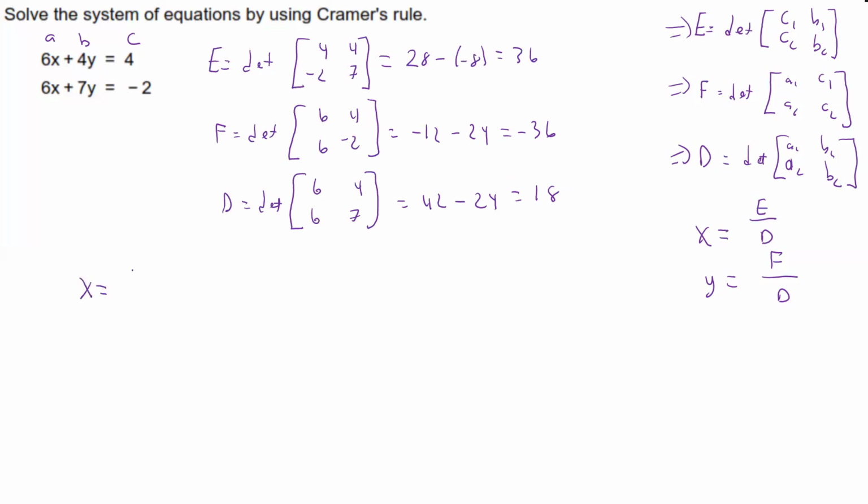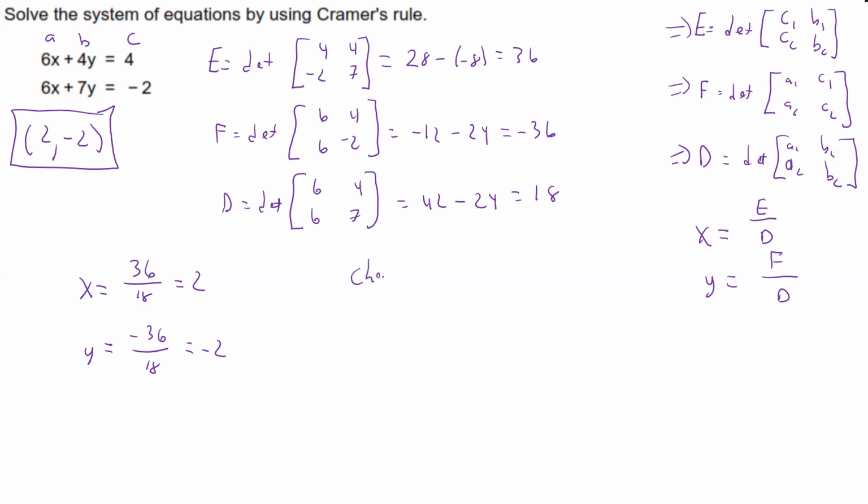And so to solve for x and for y, x is going to be equal to E divided by D. So that's going to be 36 divided by 18, which is 2. And y, that's going to be what? That's going to be negative 36 over 18, which is equal to negative 2. So our solution is 2 comma negative 2 by Cramer's rule.